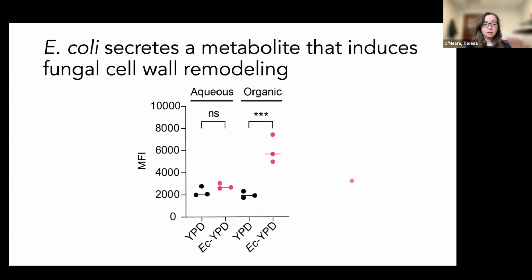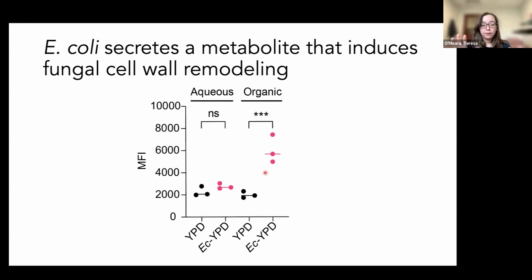So this leads us to our foray into untargeted metabolomics. And what I can tell you right now is that when we take conditioned media and fractionate it into either the aqueous or the organic fraction, only the organic fraction is sufficient to induce that cell wall remodeling.